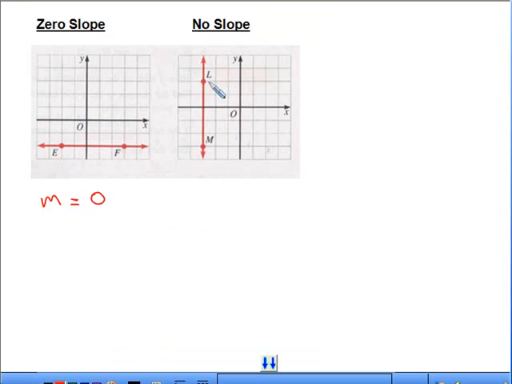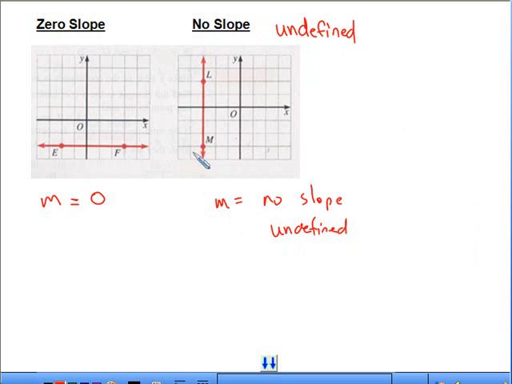Now this is a vertical line. When it's a vertical line, it's considered no slope, or some books call it undefined. Students mix these two up a lot, so here's an easy way to remember. This horizontal line, you can make a Z for zero slope. For this vertical line, you can make an N for no slope. Okay?